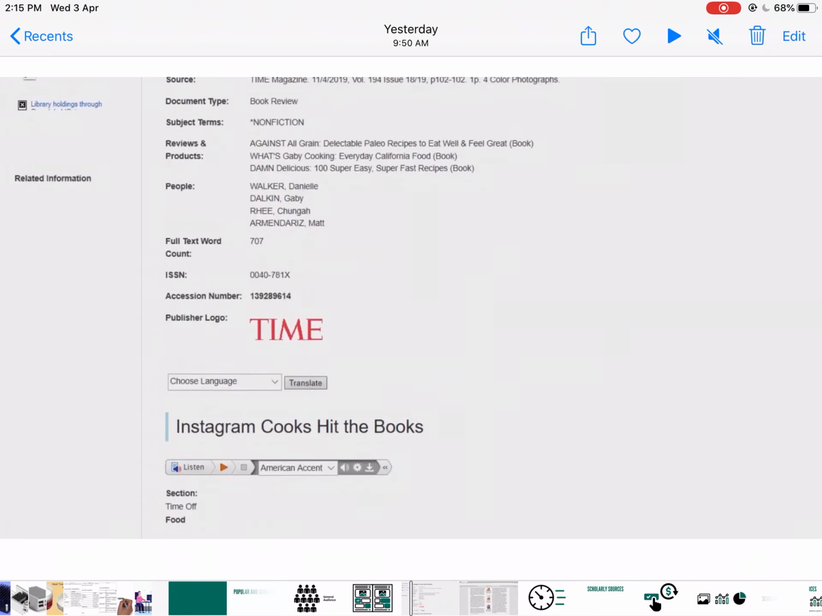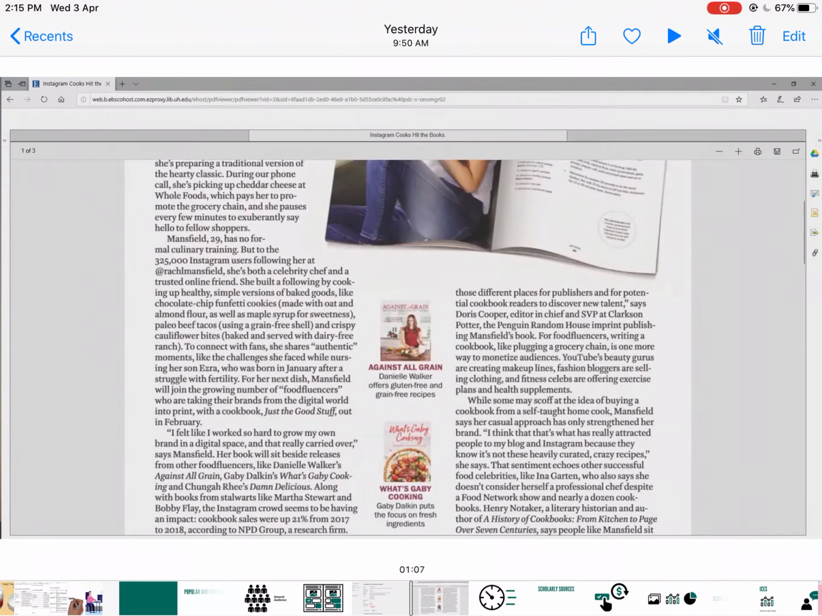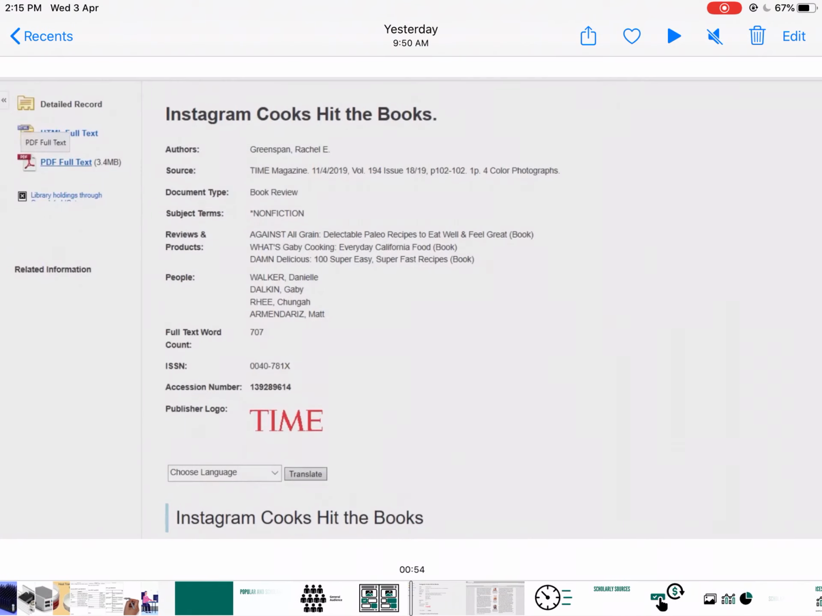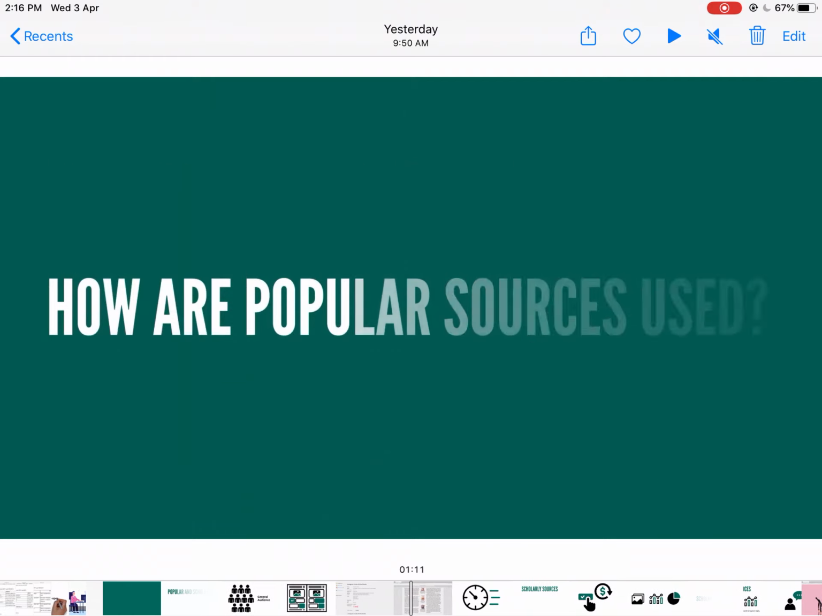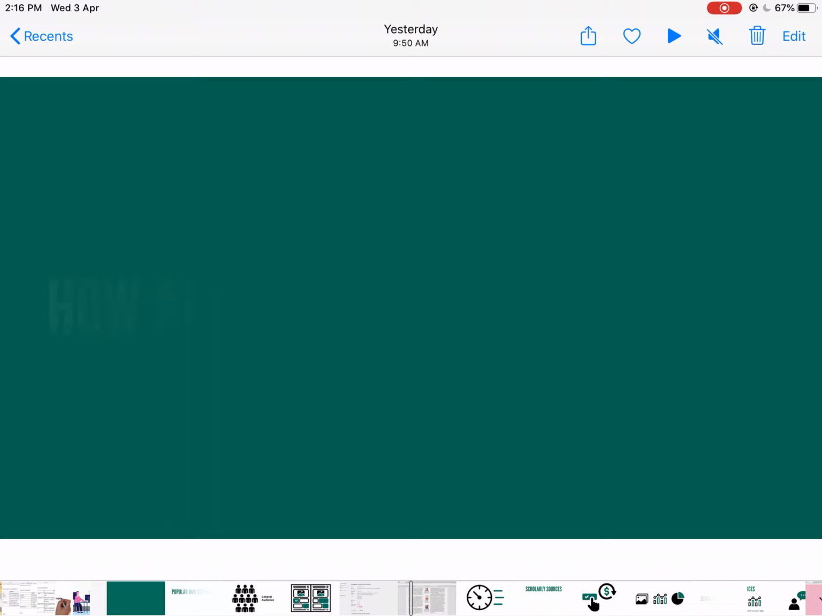Now we can see something on the screen. It has information from a magazine which was published on a particular day, and it has all the details, including how many pages of text. If you open it, we have a paper clipping here: Instagram cooks hit the books. What is it saying? The people who are cooking on Instagram, making videos on Instagram, are now publishing books. To make their books popular, they're using the support of Instagram also. You got the information, but is it giving you any technical idea? No. Correct? We are gathering the information, but there is not much technical input. That is your popular sources.